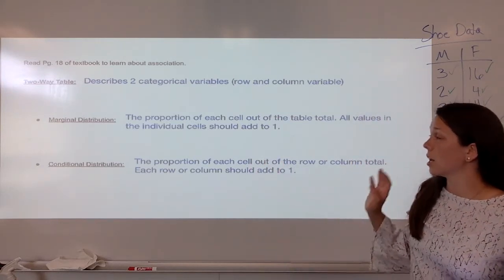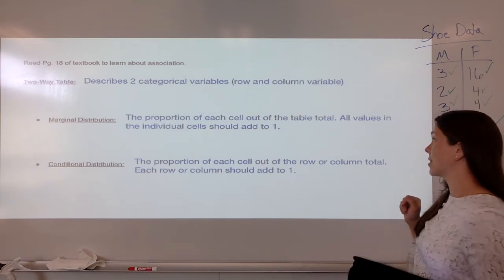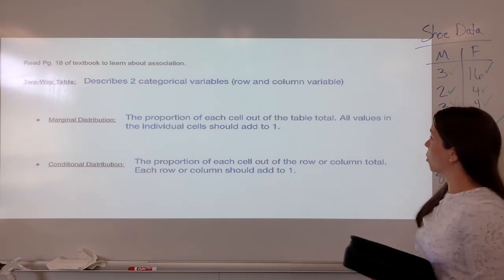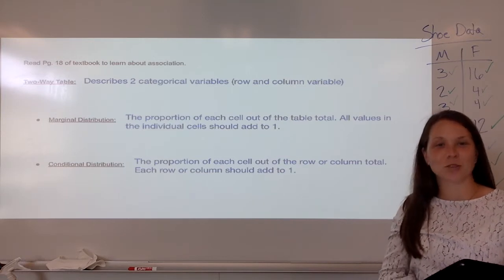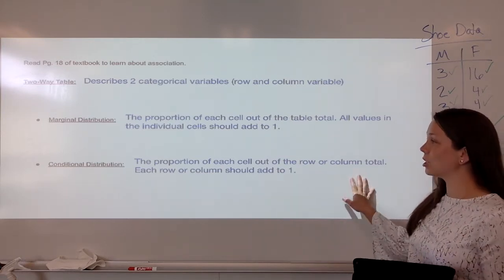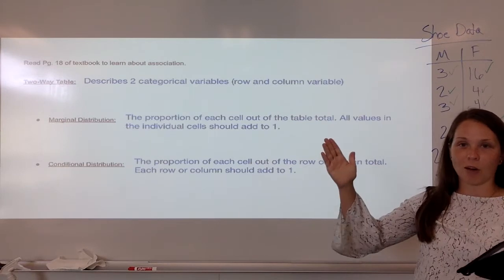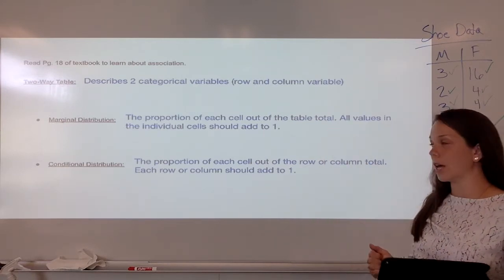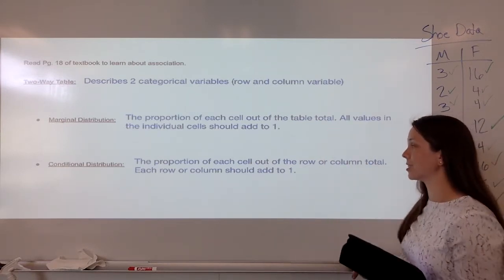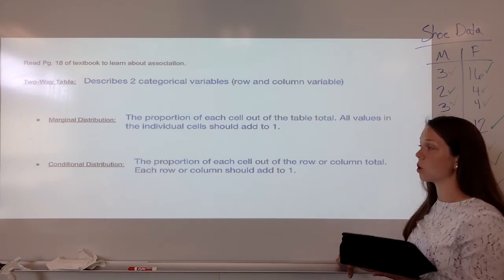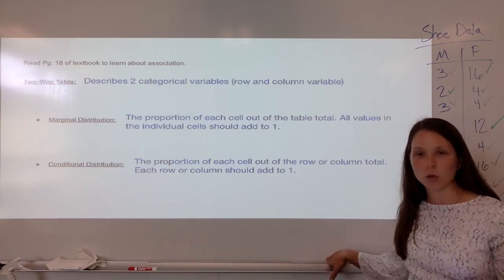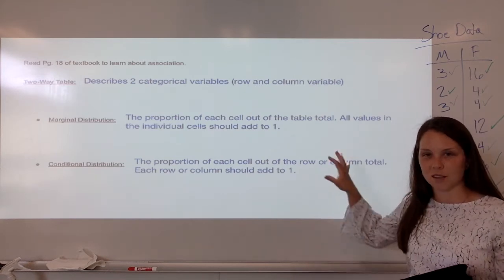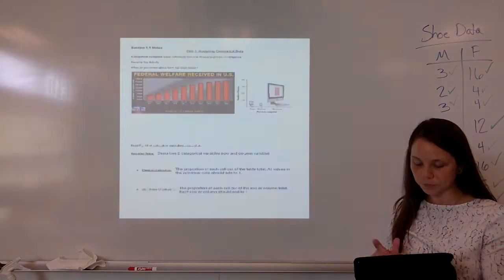Marginal distribution is the proportion of each cell out of the table total. So all values in the individual cells should add to 1. Conditional distribution are the kind of outermost row and column, and it's the proportion of each cell out of the row or column totals, and each row or column should add to 1. So you've dealt with two-way tables in the past. This is kind of just a brief introduction.